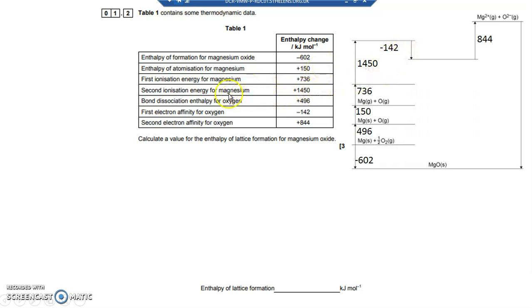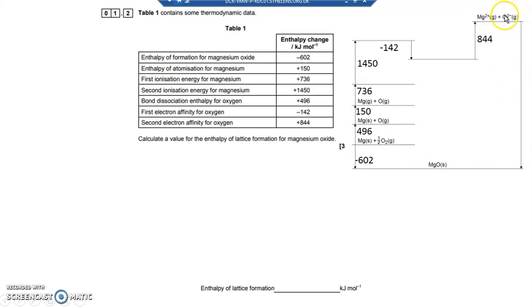Then we've got the first electron affinity of oxygen, a -142, so it comes down. And then we've got a +844. The second electron affinity is endothermic. And then we've got the lattice enthalpy coming down here.